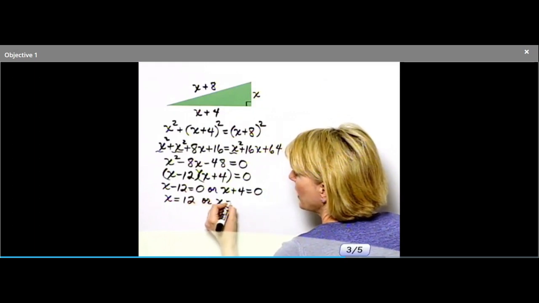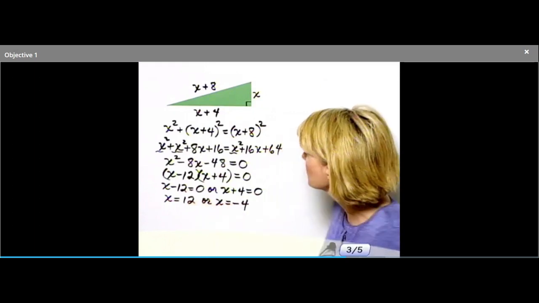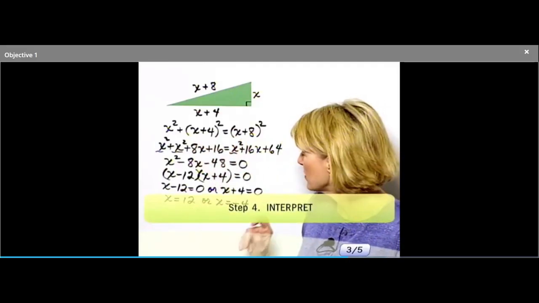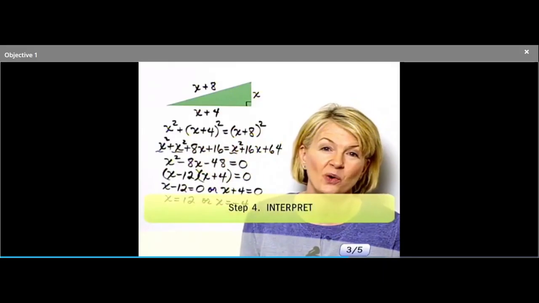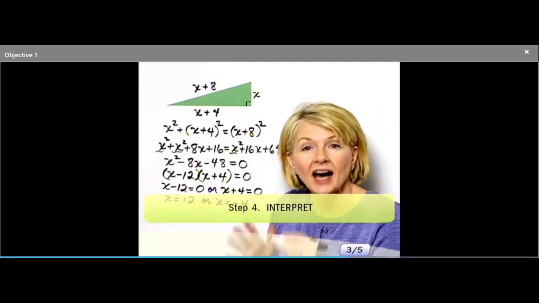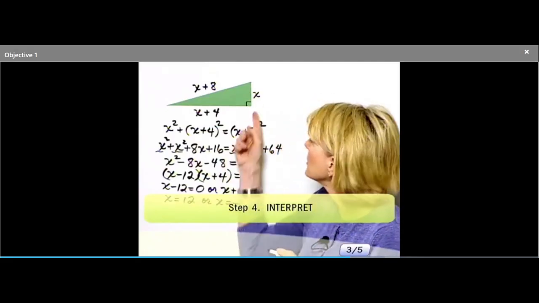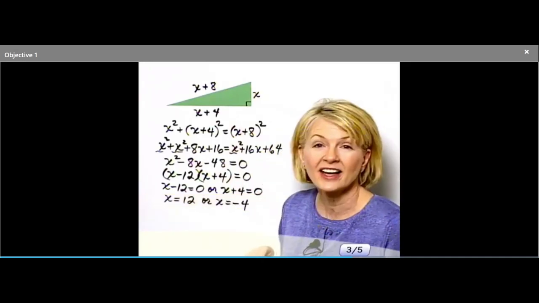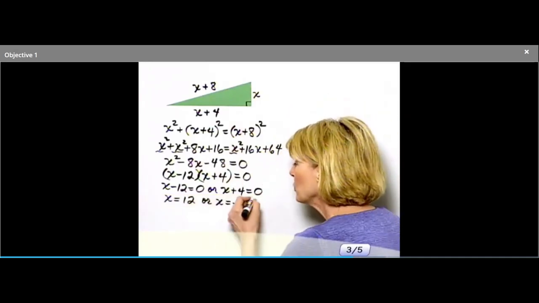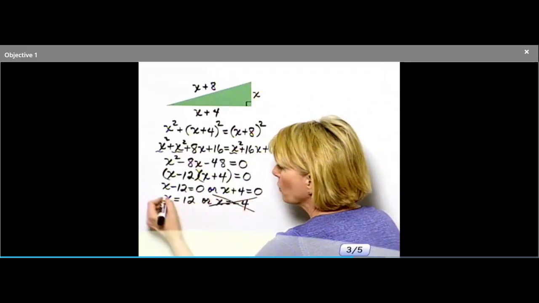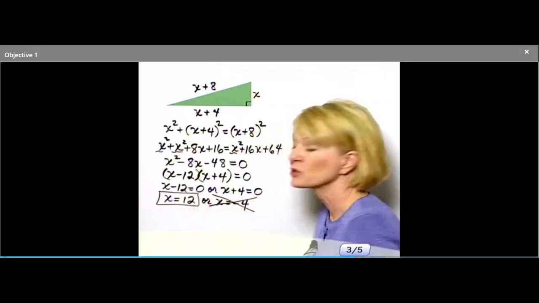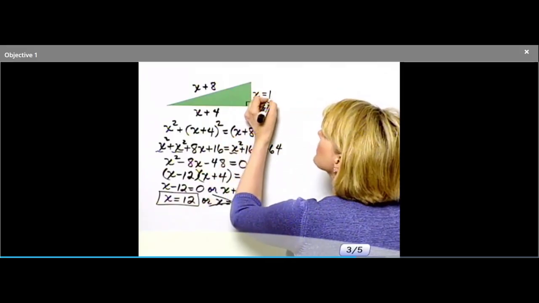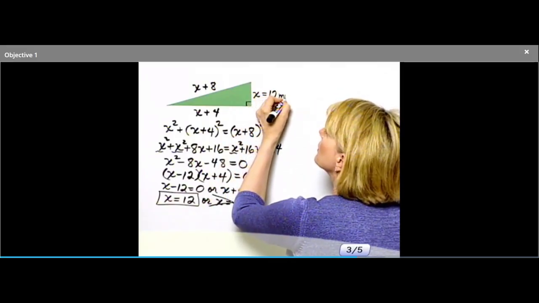Here, I'll subtract 4 from both sides. So this equation does have two solutions. One is 12, the other is negative 4. Don't forget, though, in the context of this word problem, x stands for the length of the shorter leg of the triangle, so it will not be negative 4, and we must use 12 only. So the length of the shorter leg is 12.